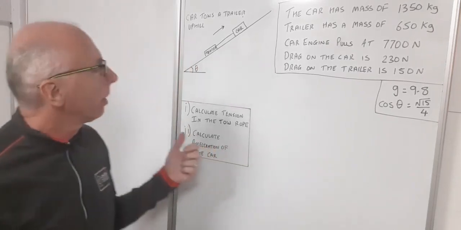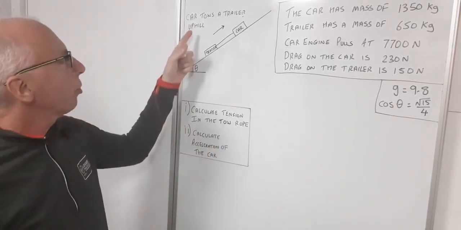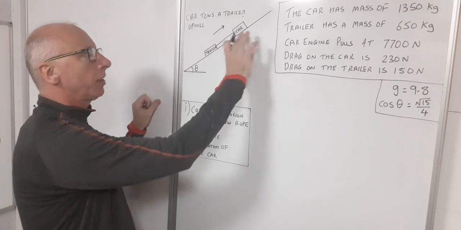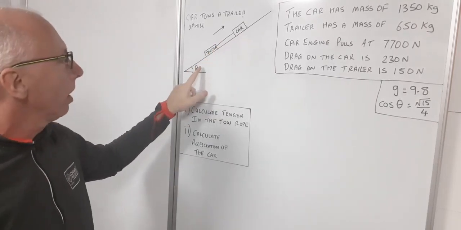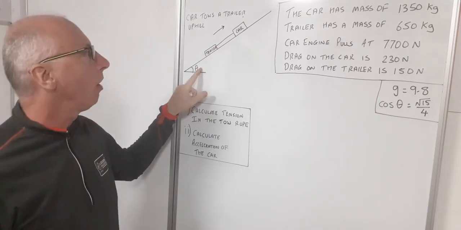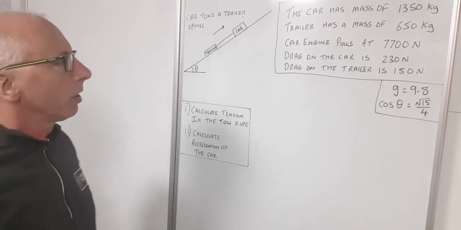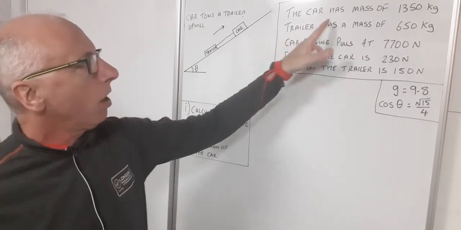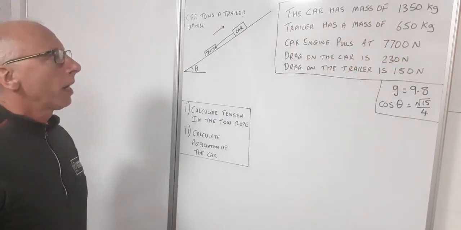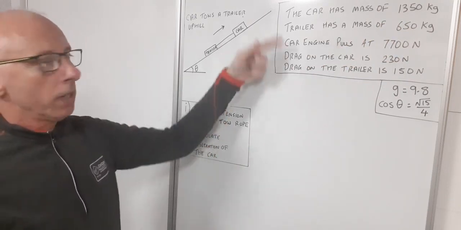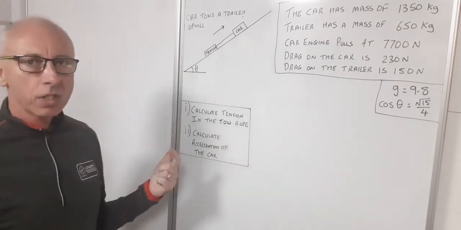So in this question here, we've got a car towing a trailer up a hill, and I've started the diagram here. So the car, there's the tow rope, there's the trailer, and theta is the angle of the hill. Now, what we're given here is the car has a mass of 1350 kilos. So as we go through this information, we'll fill in the forces diagram and finish it off.